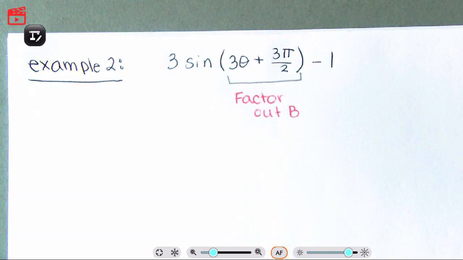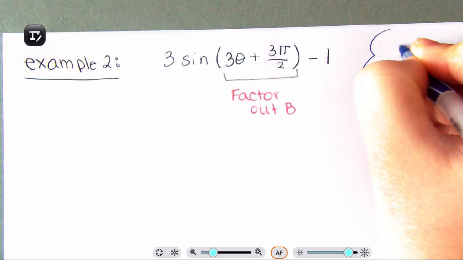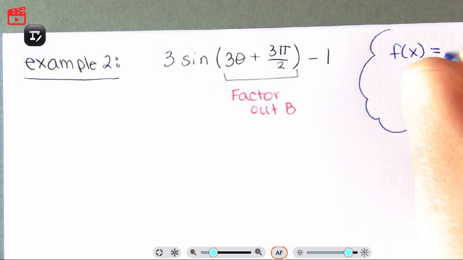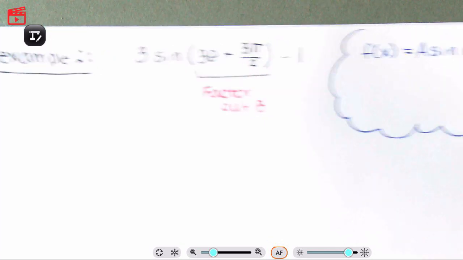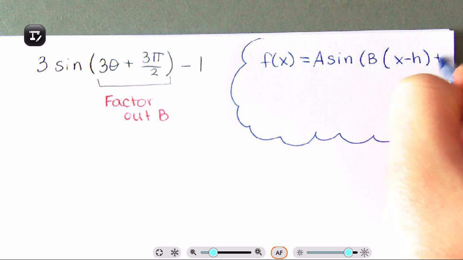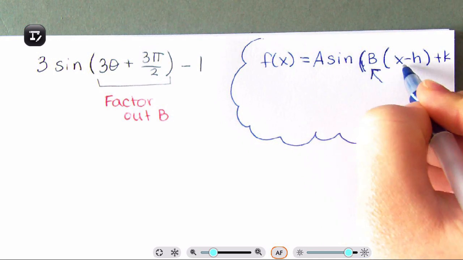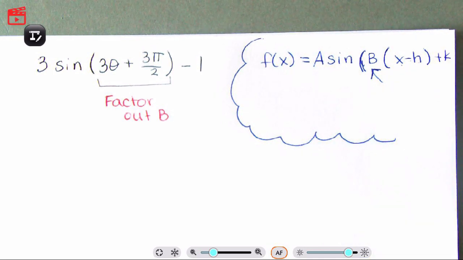So if you recall in our video in the beginning, you notice that we have the general form as f of x is equal to a times sine of b times, you can't see that, b times x minus h plus k. So what we want to do is we want to pull b out of x minus h, okay? So this is how we are going to be doing it.